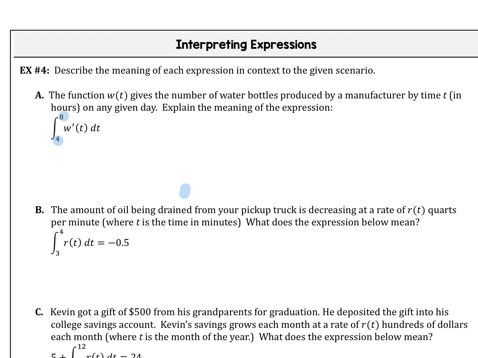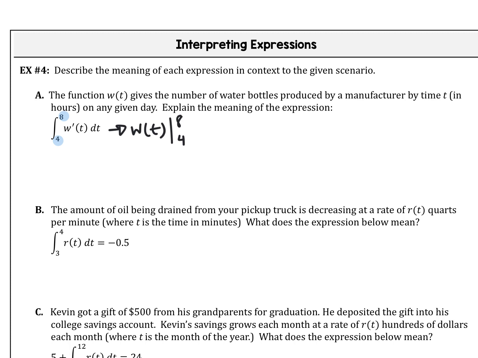So let's first remember, what happens if I take the integral of the derivative? Oh, I meant 4 to 8, sorry. What happens if I take the integral of a derivative? I get the original function, right? So this is actually going to output w of t, and then we're going to evaluate that at 8 and 4, right? And we're going to subtract that value: w of 8 minus w of 4.